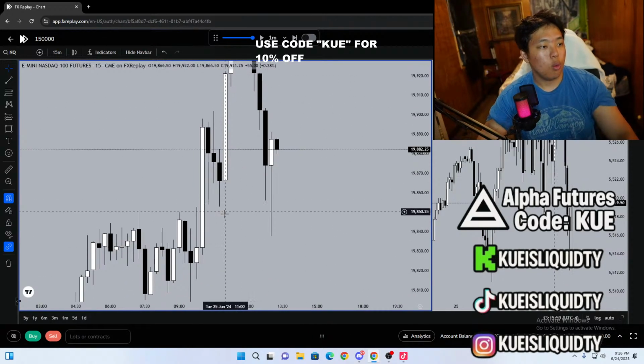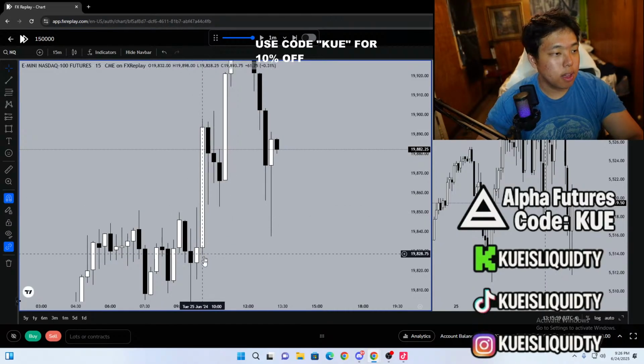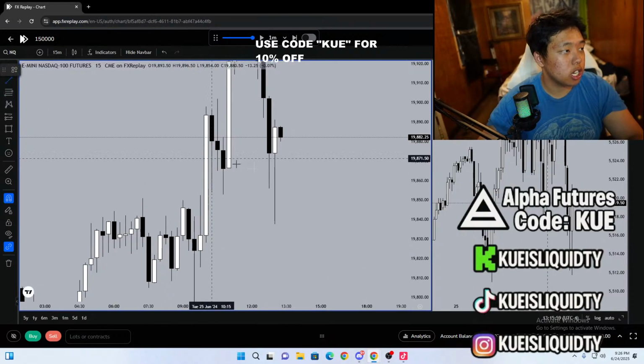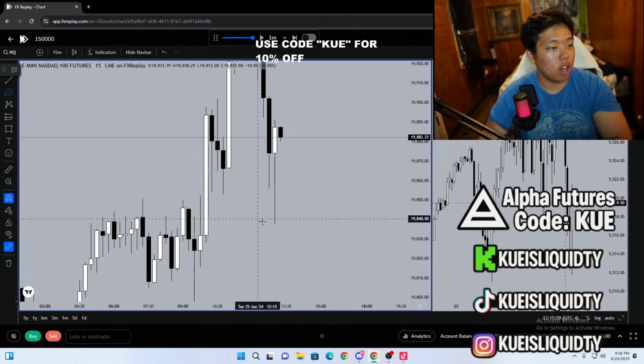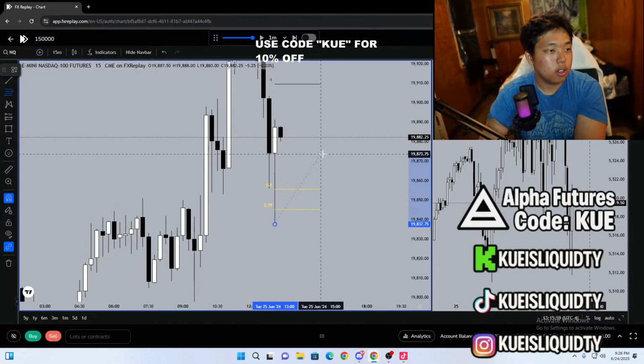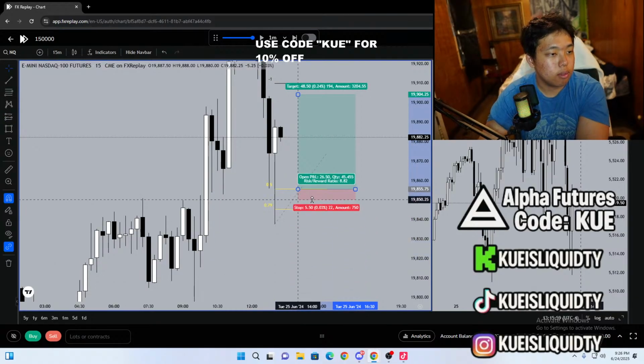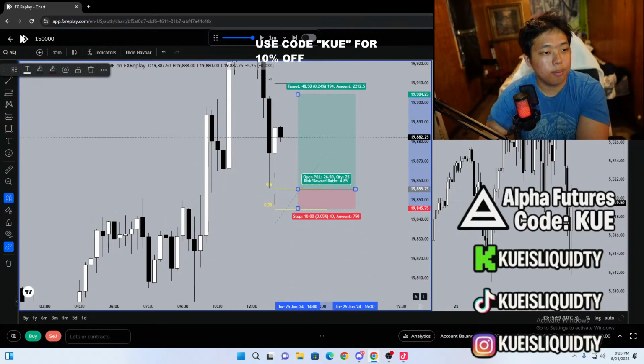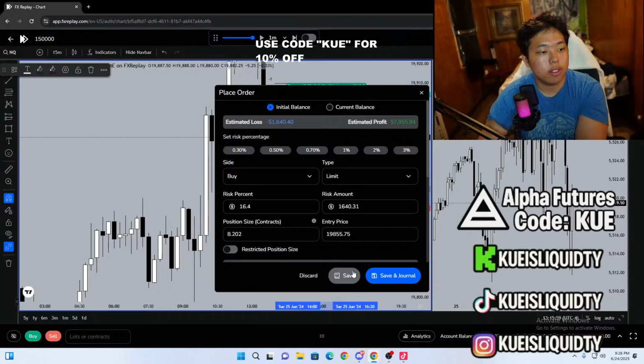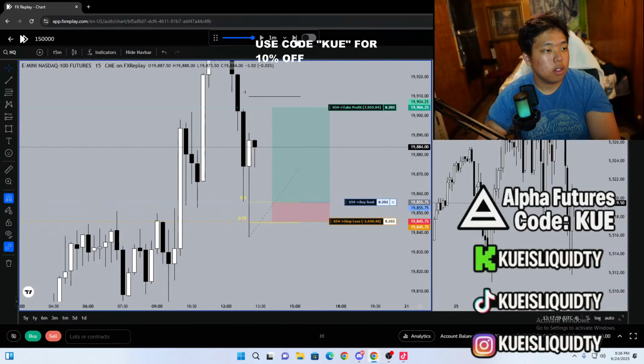Okay, perfect. We have SMT, fair value gap. Bro, this looks good. This is a nice rejection block here. Watch, this is going to work. CE. 10-point stop. Sensitive area, right? Let's see if we get tagged here.